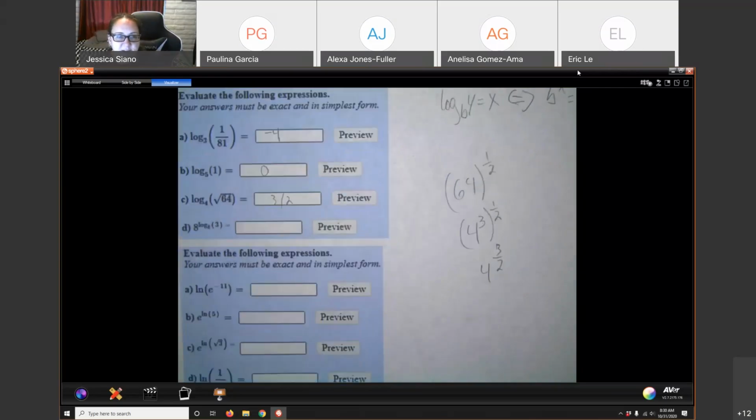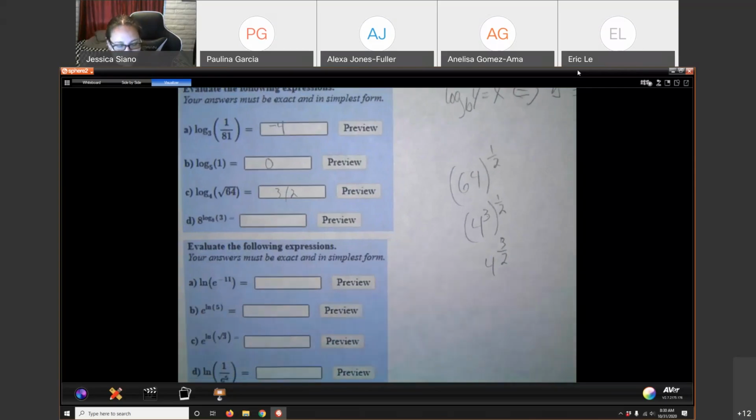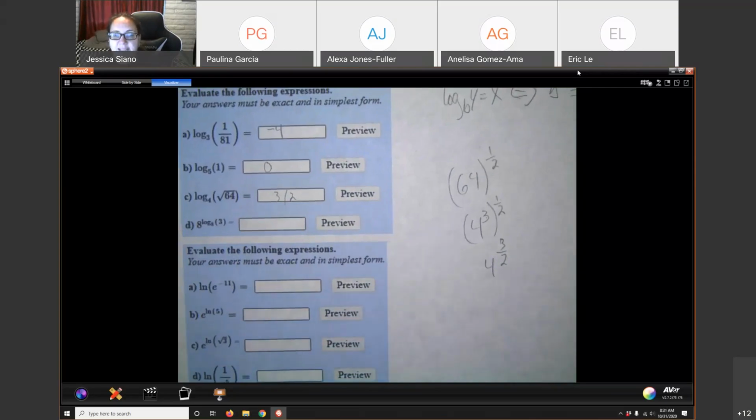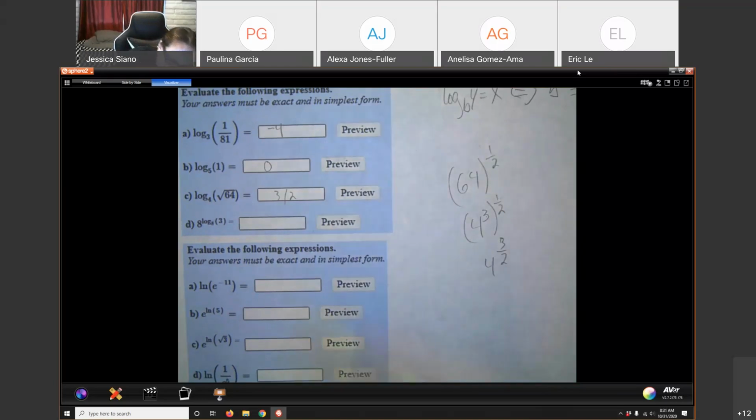Now, since logs and exponentials are inverses of one another, the 8 here and the log base 8 are inverses, so we would just be left with the 3. Okay.